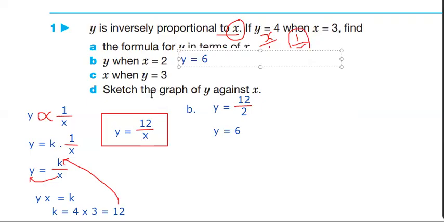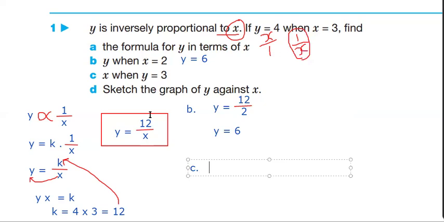Now, for question C, same idea. Find x when y equals 3. So for question C here, same formula, y equals 12 over x. So now they gave us y, which is 3. So I'm going to put 3 instead of the y. And then 12 over x. So 3 equals 12 over x, like this.